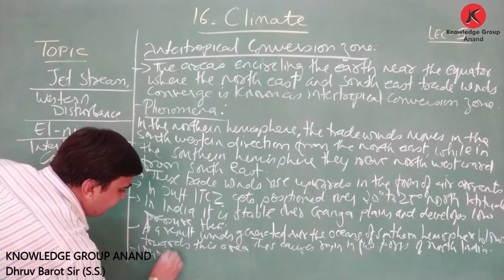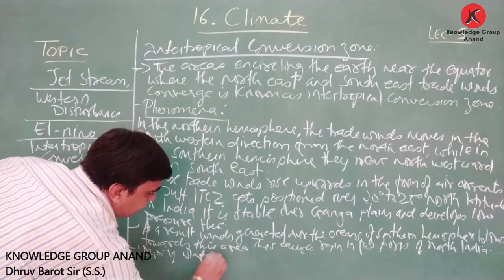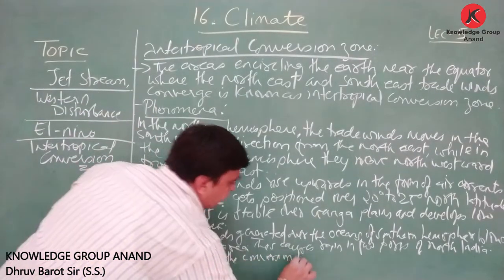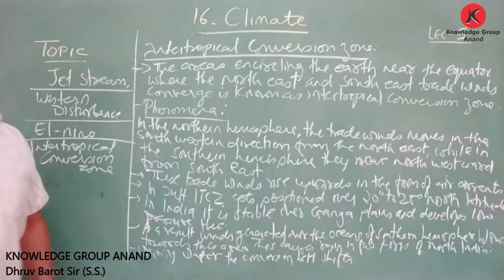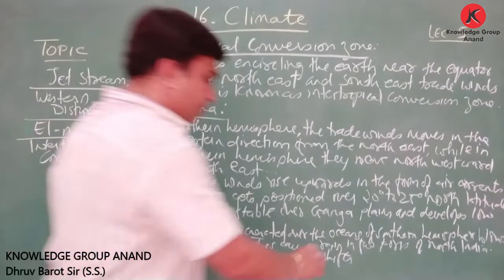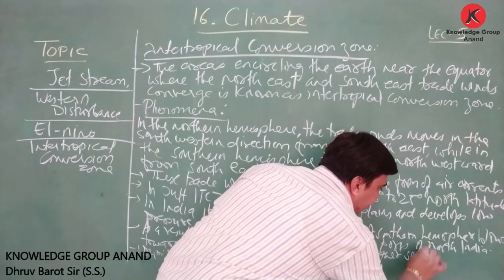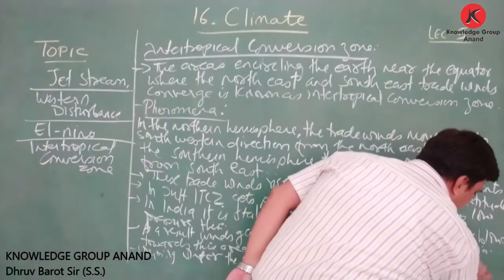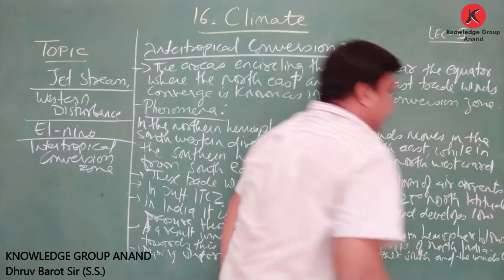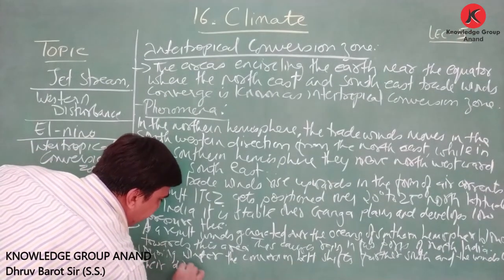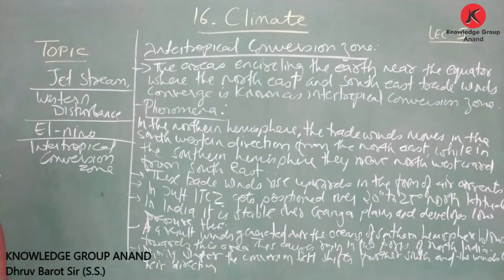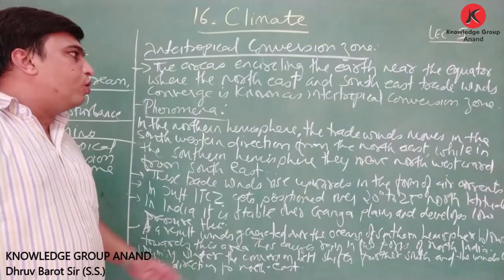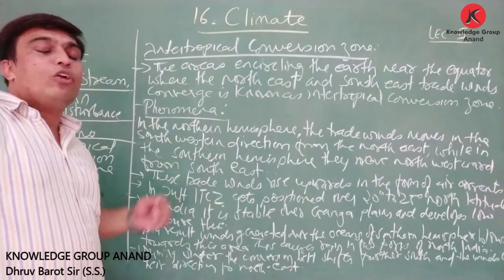During winter, the convergence belt shifts further south and the winds change their direction towards the northeast. So friends, here was the information about the Intertropical Convergence Zone.